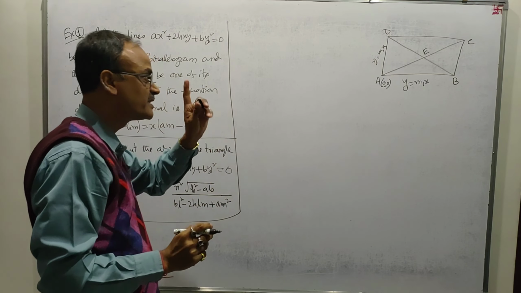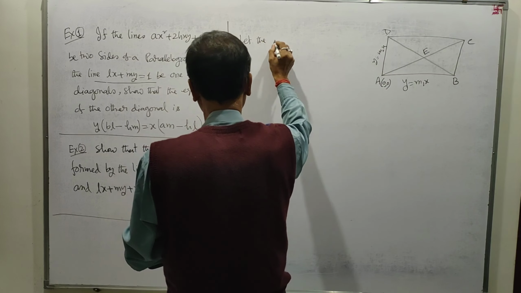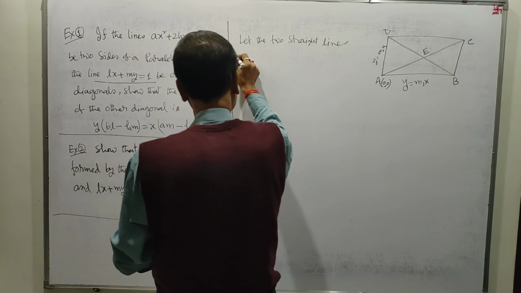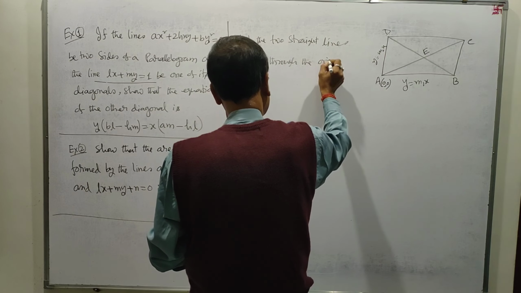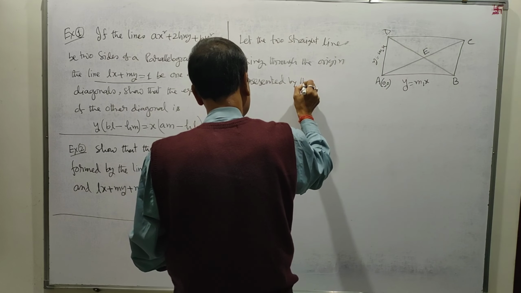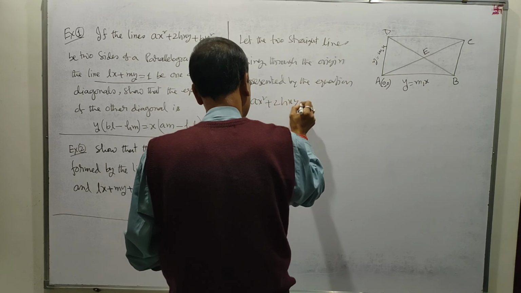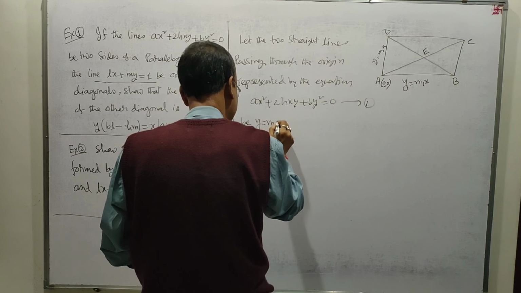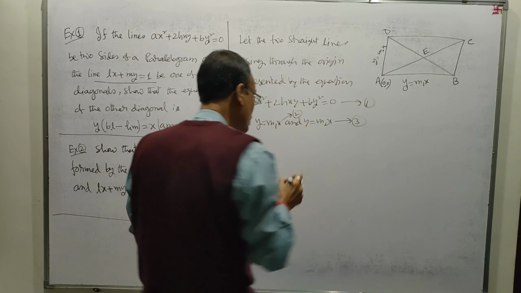Let me first write. Let the two straight lines passing through the origin represented by the equation ax square plus twice hxy plus by square equal to 0 be y equal to m1x and y equal to m2x. Suppose these two equations are 2 and 3.